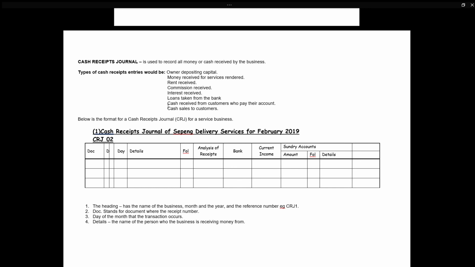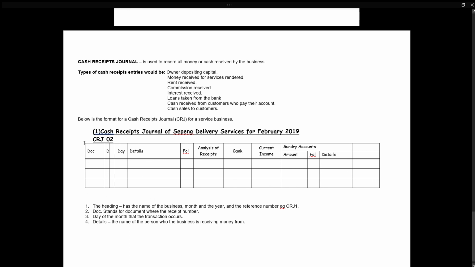Loans taken from the bank, when we receive that loan from the bank, we will record that transaction in our cash receipts journal. Cash received from customers who pay their account. This is when people owe you money and then they come to settle their account. Cash sold to customers. This is when we sell products to customers for cash. Below is the format for cash receipts journal for services business. And this is how it will look.